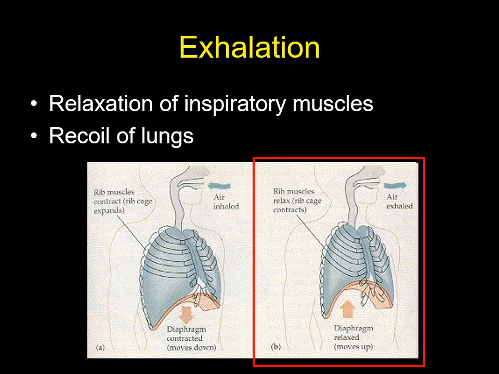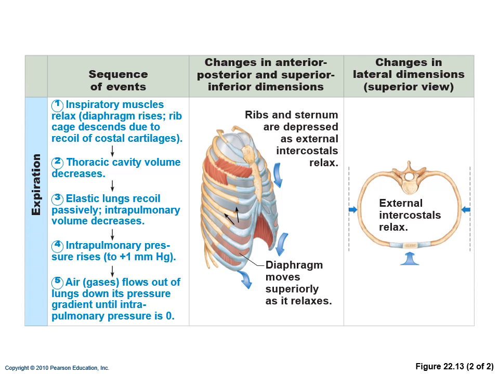So exhalation involves the relaxation of the inspiratory muscles as well as the natural recoil of the elastic lungs. As inspiratory muscles relax, the diaphragm rises, the rib cage descends and moves inward, thoracic cavity volume decreases, the elastic lungs recoil passively, and intrapulmonary volume decreases, which causes an inverse increase in intrapulmonary pressure, forcing gases up and out.